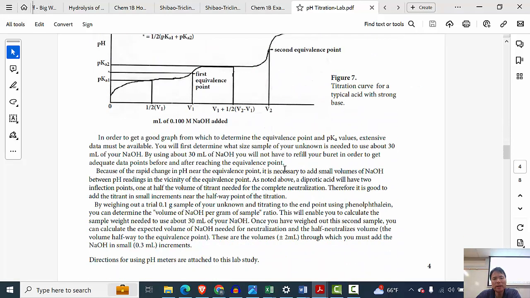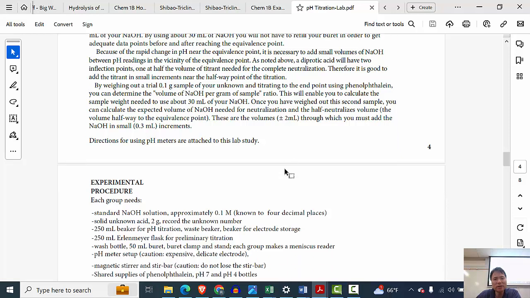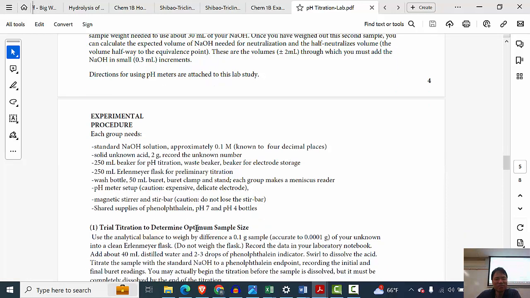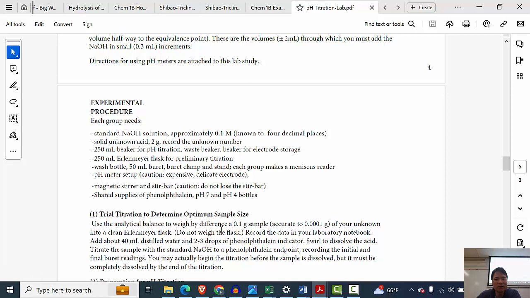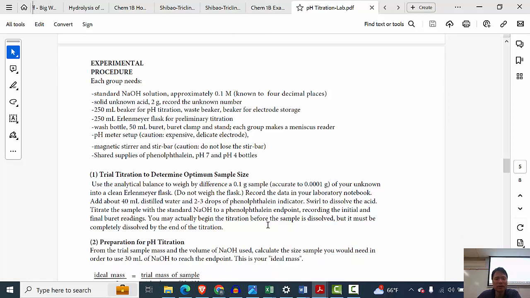we need to use. Now everybody has a different acid, unknown acid. If everybody's acid is unknown, okay, it says use the analytical balance to weigh by difference. We don't need to weigh by difference. Weighing by difference is for old-fashioned balances. What we can do is we could just tear our piece of weighing paper and then weigh whatever we want. And so we don't have to do this weigh by difference. It's a waste of time.